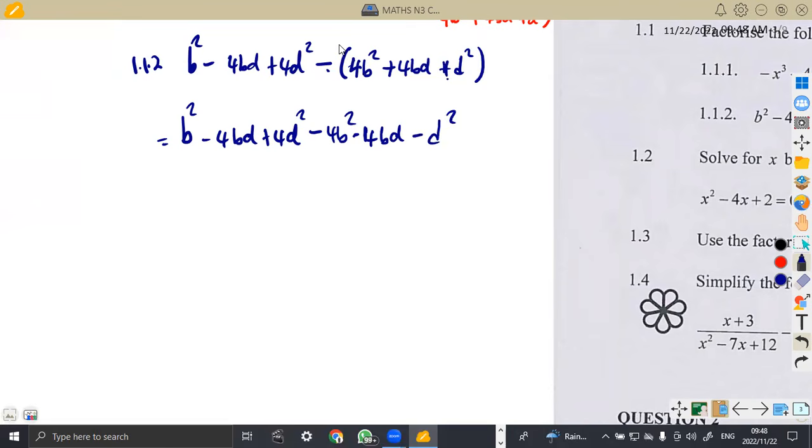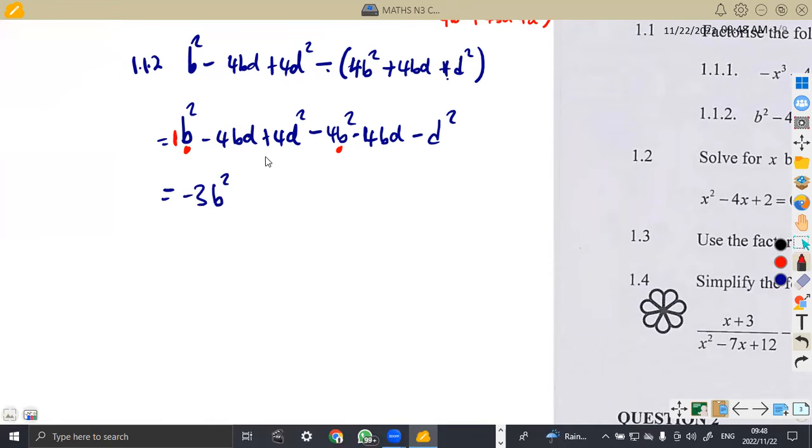So that means we can collect like terms. Let's see what we have. The b squared, we've got b squared here, and also we've got b squared there. So it's 1b squared minus 4b squared. So 1 minus 4, that's minus 3b squared.